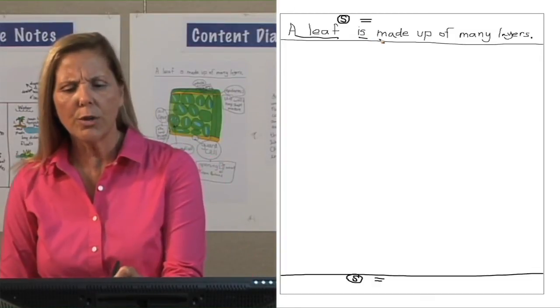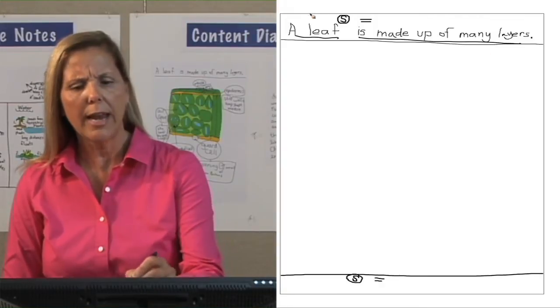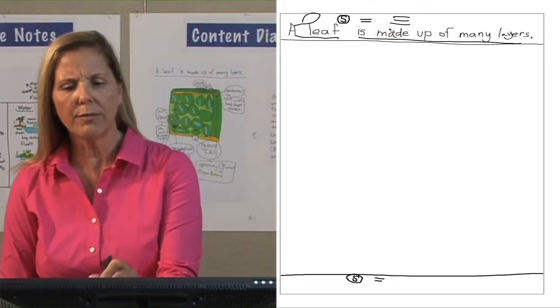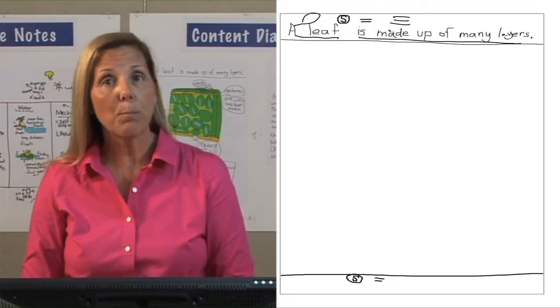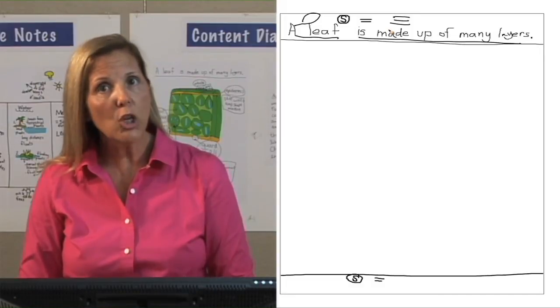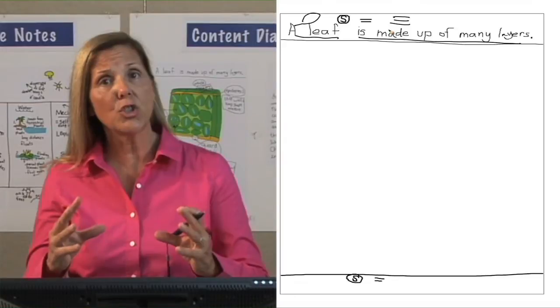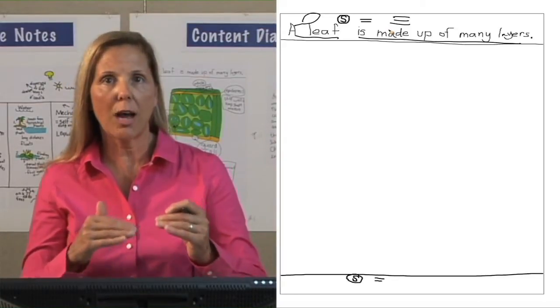I also want to show you, instead of writing a leaf is made up of many layers, I could have just had simple icons. I could have drawn a leaf, and then after the equal sign, I could have drawn some lines for layers. It really doesn't matter. But the more that you make simple icons and key words, the easier it is for the students to stay with you in the lesson instead of going into the copying mode.